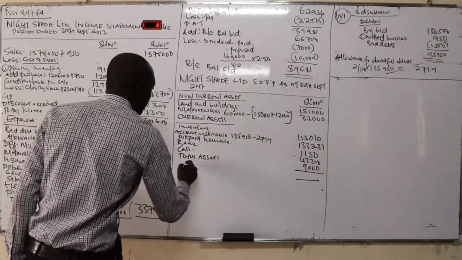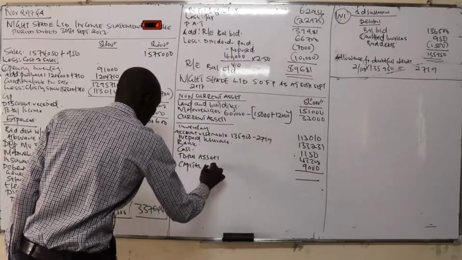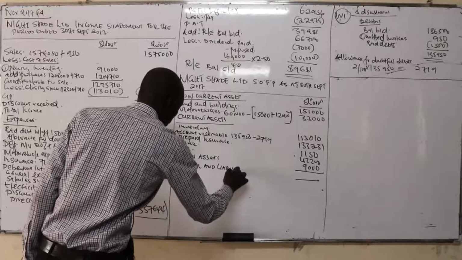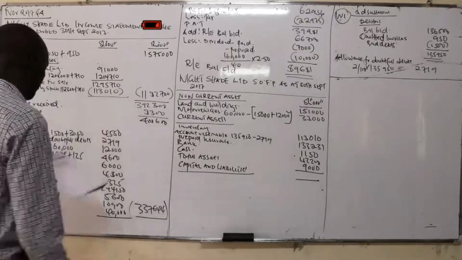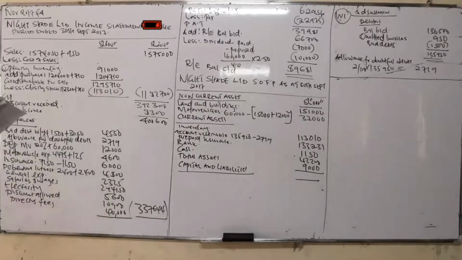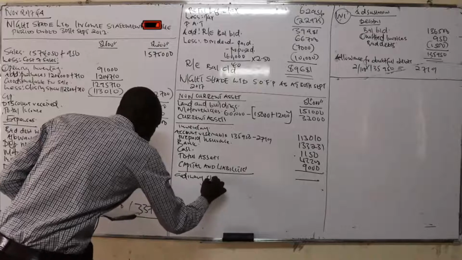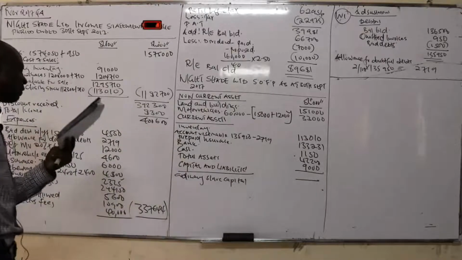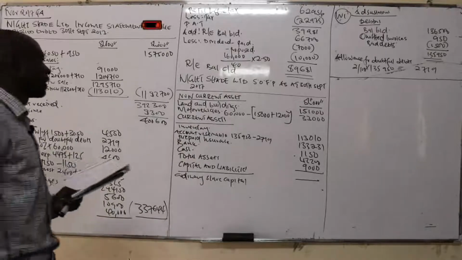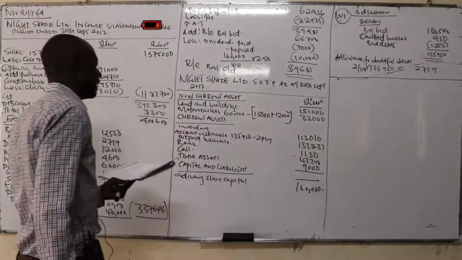And then we have capital and liabilities. So under capital and liabilities, we have ordinary share capital. Ordinary share capital is how much? 160,000. So you write here 160,000. And then we have share premium.